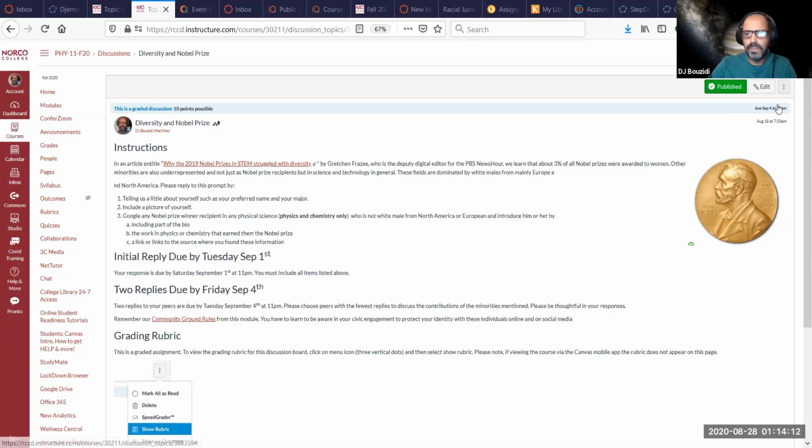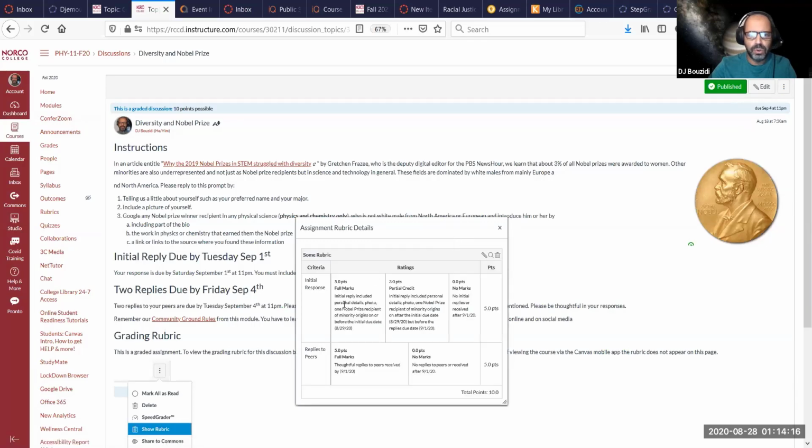Click in here and show the rubric. So you're going to see the rubric. How much would you get if you do all of these things? By the initial deadline, you'll get the full mark. If not, you're going to get this mark. As a matter of fact, you can grade yourself.